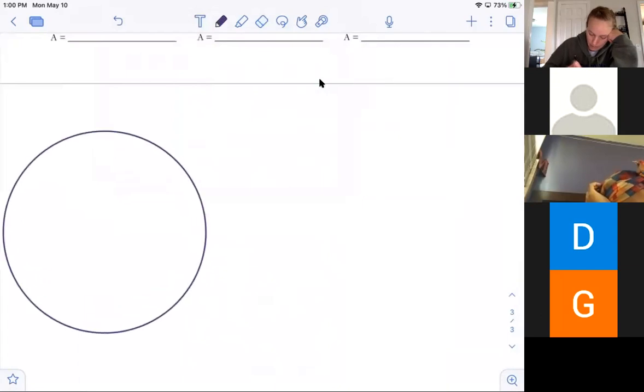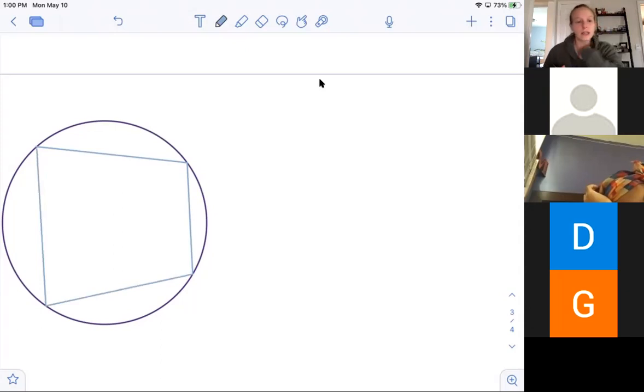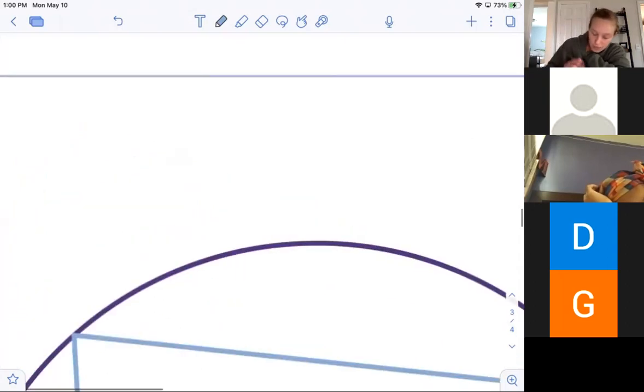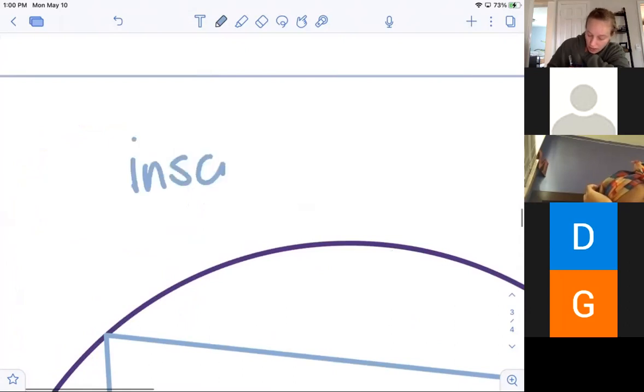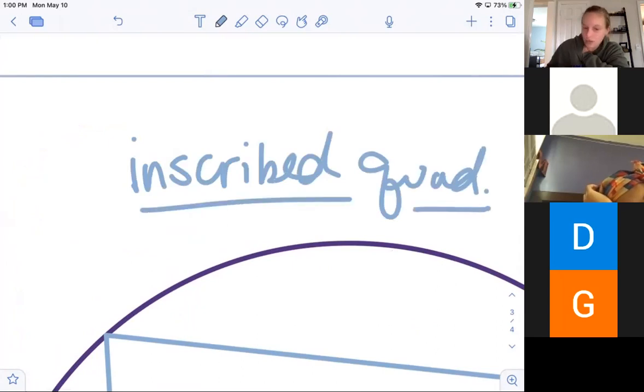I'm going to draw a circle, and then I want to draw some kind of quadrilateral on the inside, so something with 4 sides. I tried my best not to make it look like a square or rectangle so that you didn't think that certain things were congruent or not. So I've got this quadrilateral that's inscribed in a circle. We call this part inscribed quads, so they're quadrilaterals inscribed in a circle.